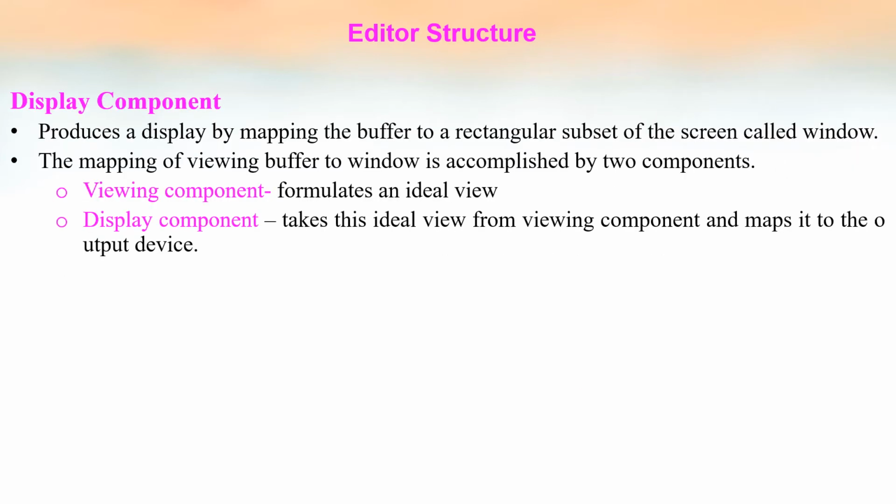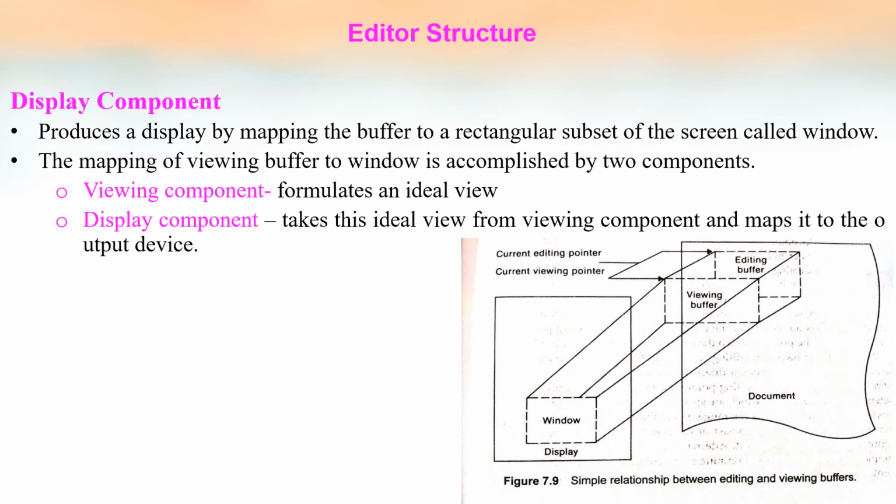Display component. This produces a display by mapping the buffer to a rectangular subset of the screen called the window. So here in this figure we can see the viewing buffer. The content of the viewing buffer is mapped to a rectangular portion in the screen.